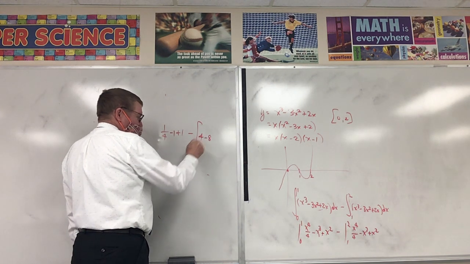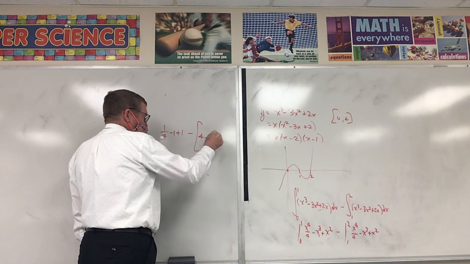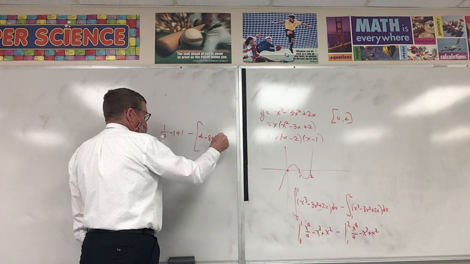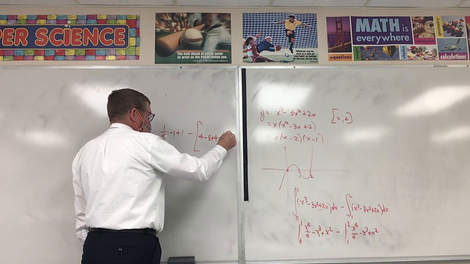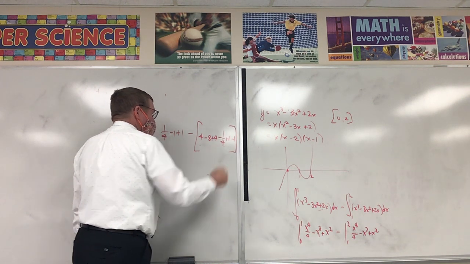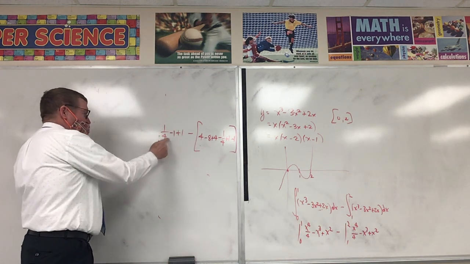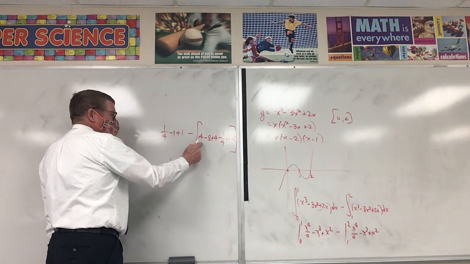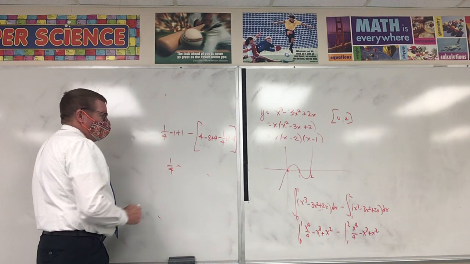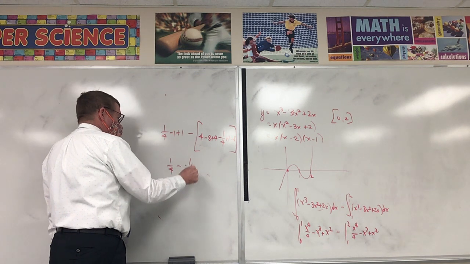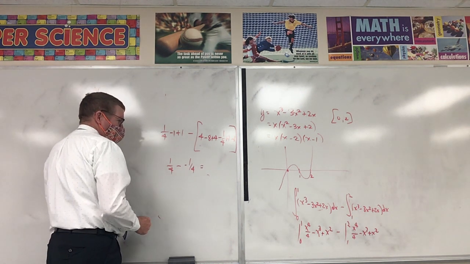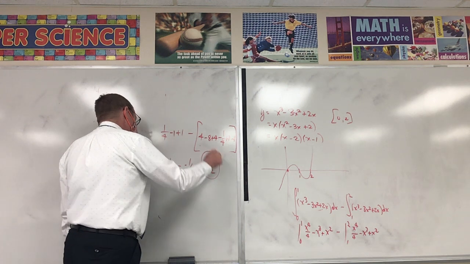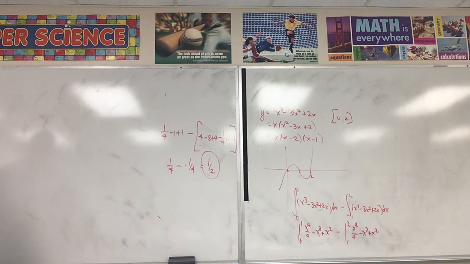4 minus 8 plus 4, minus 1/4 plus 1 minus 1. Alright, what do I get here? 1/4 minus, what do I get here? Negative 1/4, which equals 1/2. So using our fundamental theorem of calculus.